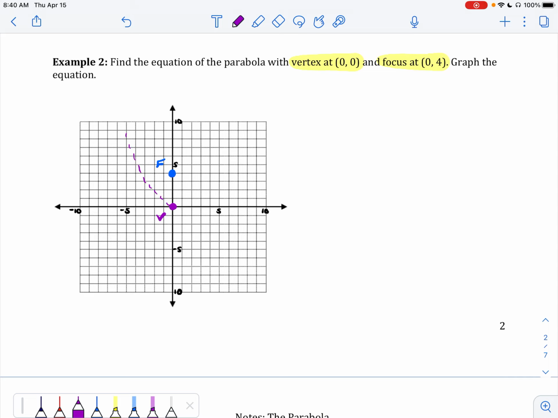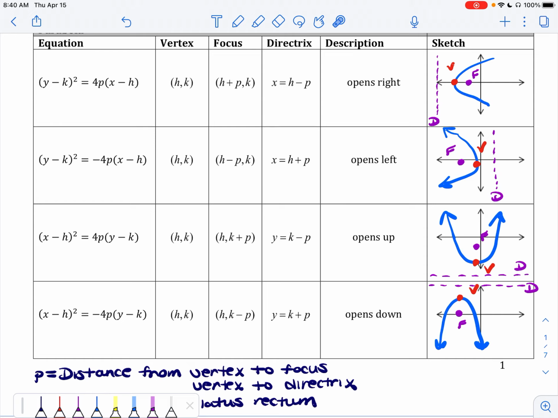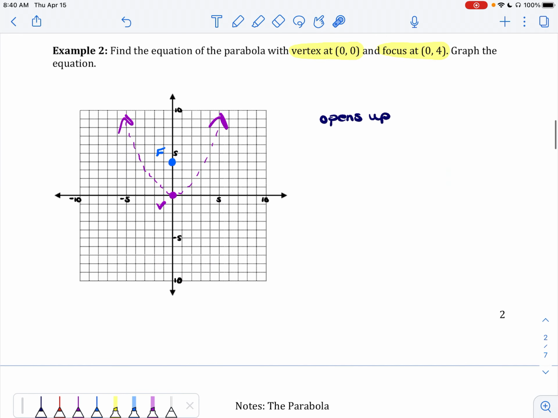Based on that information, we can see that the focus is above the vertex. So I know that this has to be a parabola that's opening upwards, because the focus is always going to be in the same direction that the parabola is opening. So the first thing we can easily tell here is that our parabola opens up. And from that, if you go back to your list of equations, if we have a parabola that's opening up, we know that this is going to be the format of our equation: x minus h quantity squared is equal to 4p times the quantity y minus k. So that is going to be the equation that we're trying to match this to.